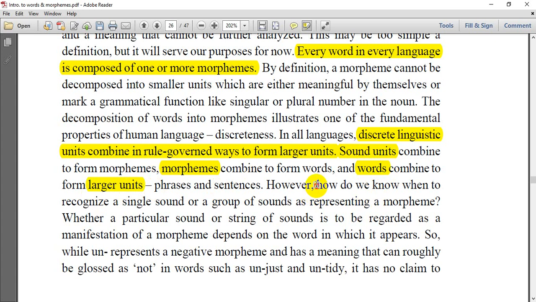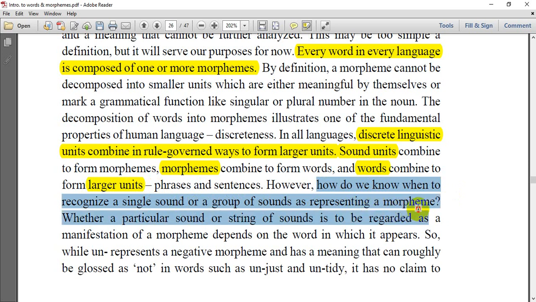However, how do we know when to recognize a single sound or a group of sounds as representing a morpheme? How do we know about that? We know that whether a particular sound or string of sounds is to be regarded as a manifestation of a morpheme depends on the word in which it appears.